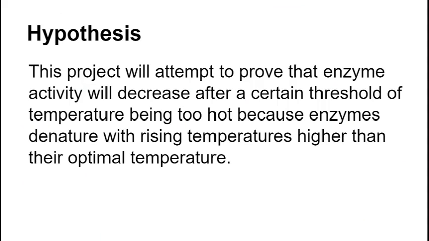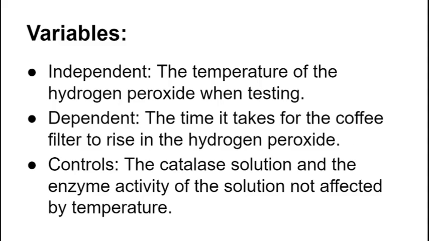Having this background knowledge, the project will attempt to prove that enzyme activity will decrease after a certain threshold of temperature being too warm due to the principle of denaturing. The independent variable in this experiment will be the temperature of the substrate, hydrogen peroxide. The dependent variable is the time it takes for the recorded reaction to occur. And lastly, the controls include the catalyzed solution and the baseline test for how the catalase solution would react.